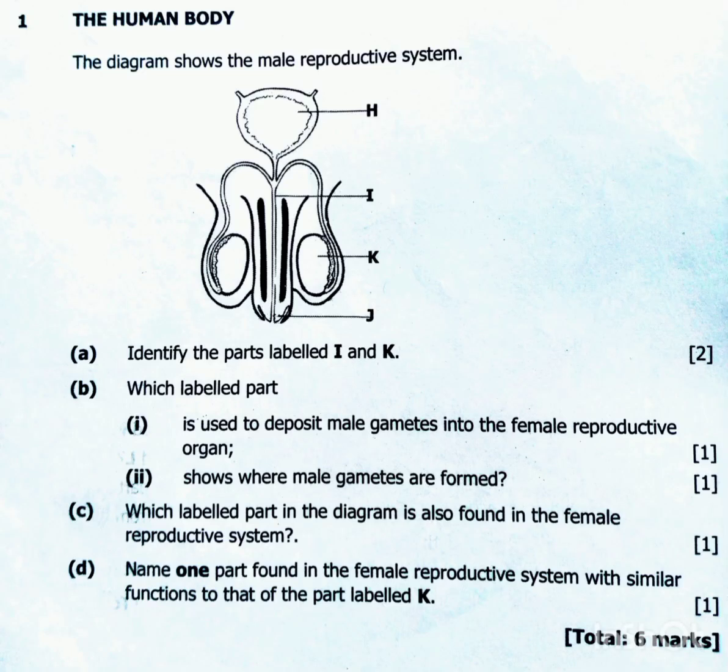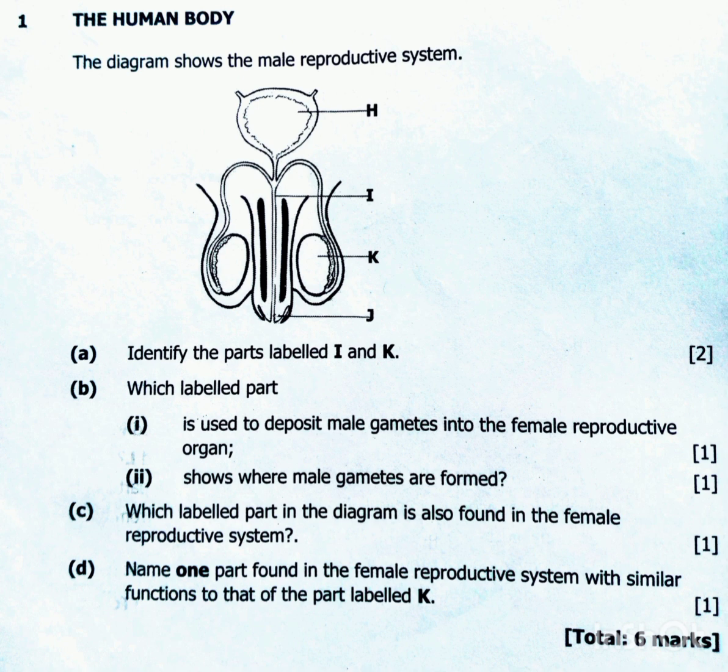Okay, so let's look at question number 1 from 2023 integrated science, a question on the human body. The diagram shows the male reproductive system. Question A: identify the parts labeled I and K.